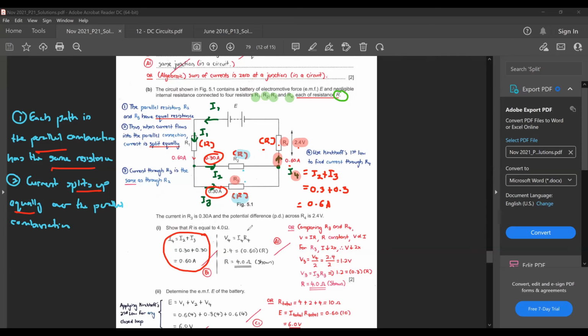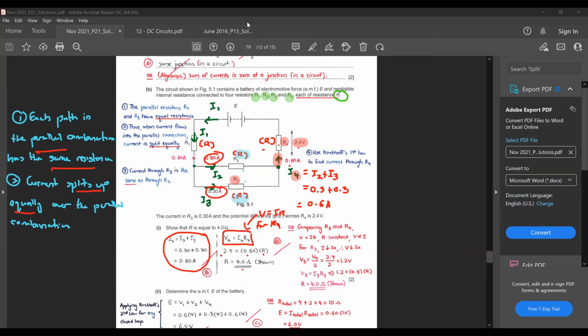If I apply V equals IR for R4, V4 equals I4 times R4. V4 is 2.4, I4 is 0.6. My R4 is R itself, so R will be 4 ohms. This is how I find the answer for part 1. And then we can move on to part 2.